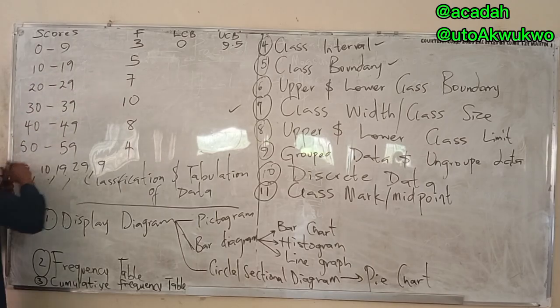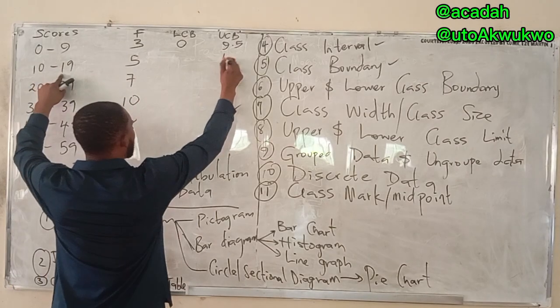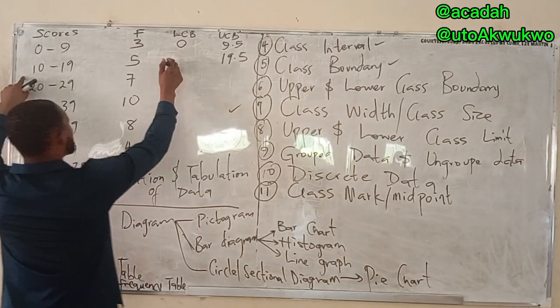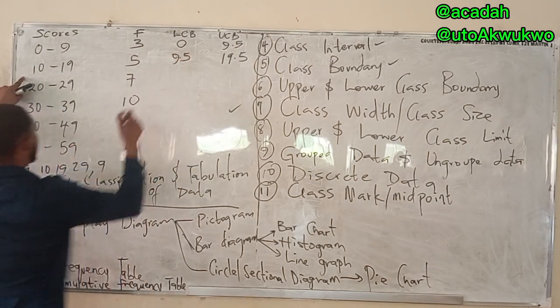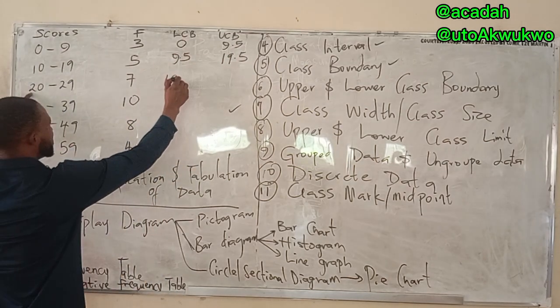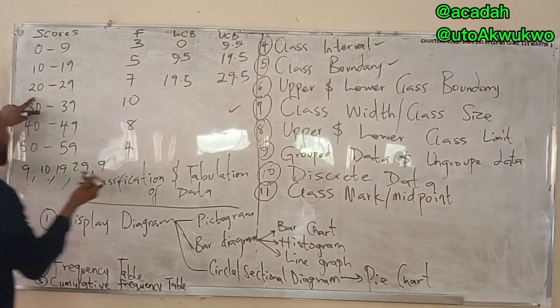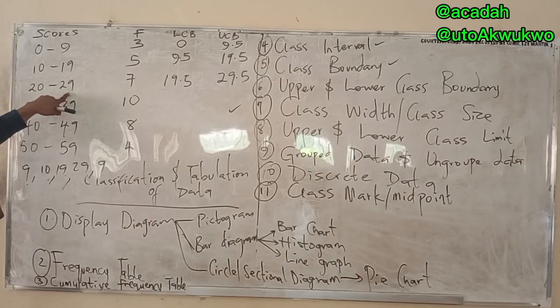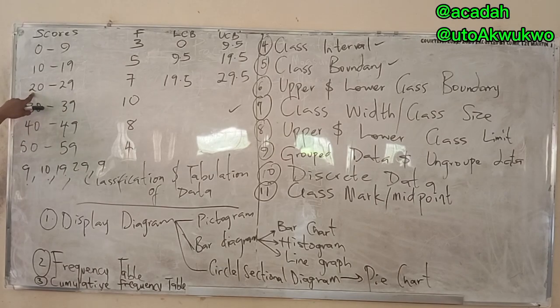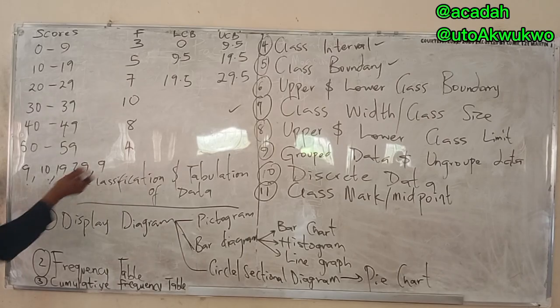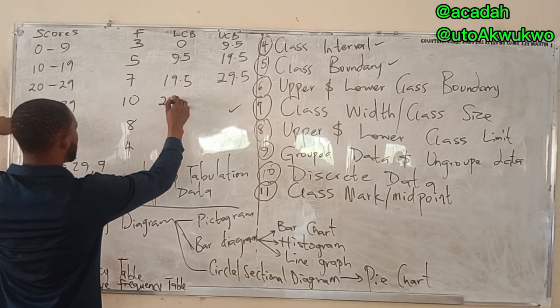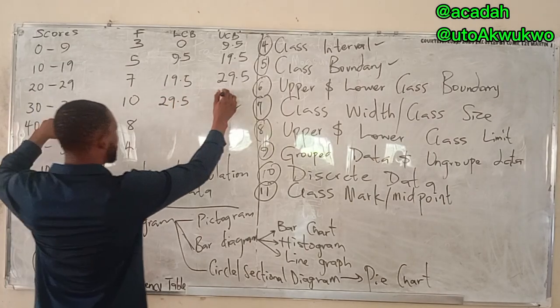So the upper class boundary now will become 19.5, and this will become 9.5. This one will become 19.5. This one will become 29.5. So add 0.5 to the upper class limits. Remove 0.5 from the lower class limits. So this will now become 29.5. This will become 39.5.